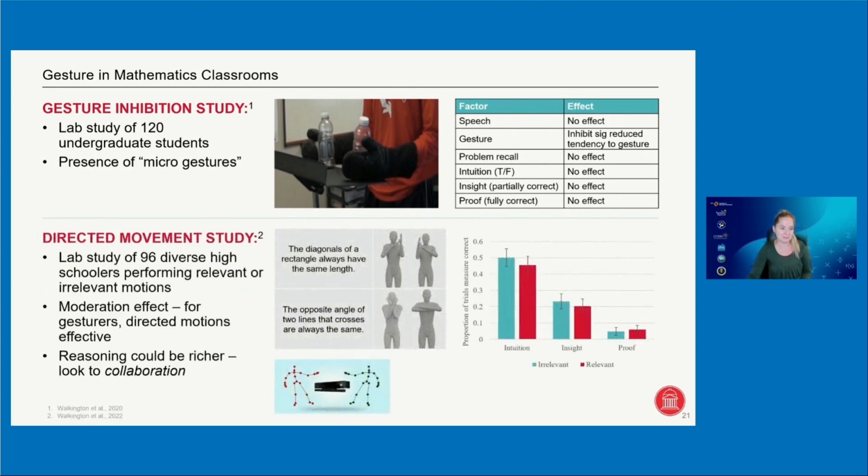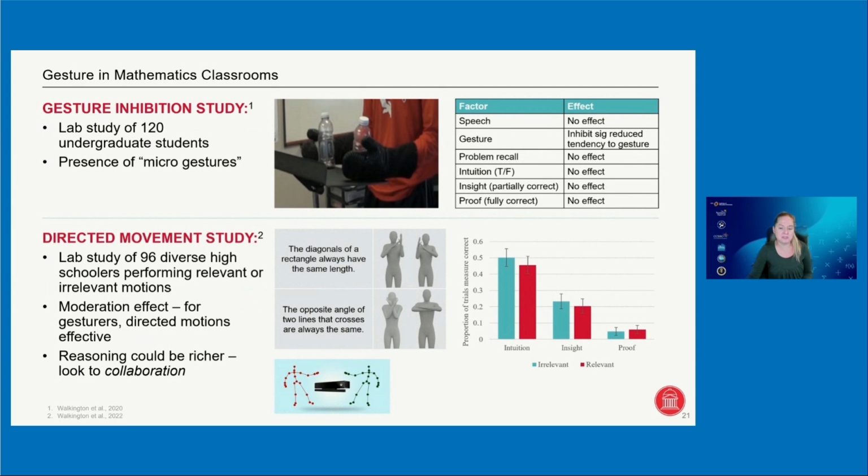In a second study, we had high school students perform arm motions that were either relevant to a mathematical conjecture, like they would make the diagonals of the rectangle with their arms, or matched motions that were not relevant for that particular conjecture. And we found a moderation effect. So for students who tended to be gesturers, doing these directed motions were effective for their learning. And we didn't tell them that the directed motions were related to the conjectures.